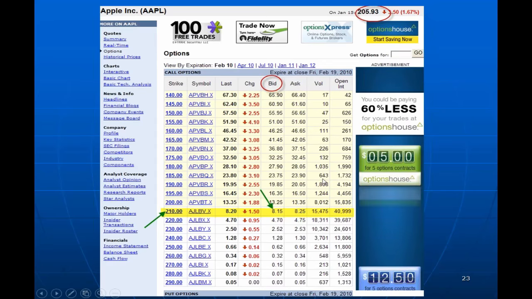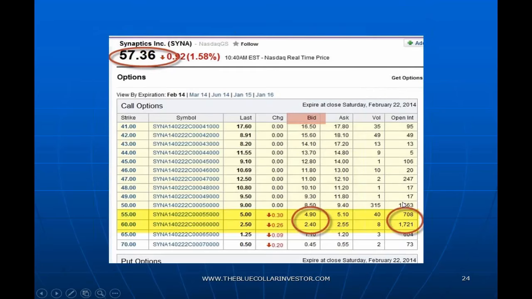Here's an options chain for a more recent options situation, Synaptics at 57.36. And we're going to look at the 55 in the money strike and the $60 out of the money strike. The bid prices were $490 and $240. You could see open interest was well over 100 contracts.